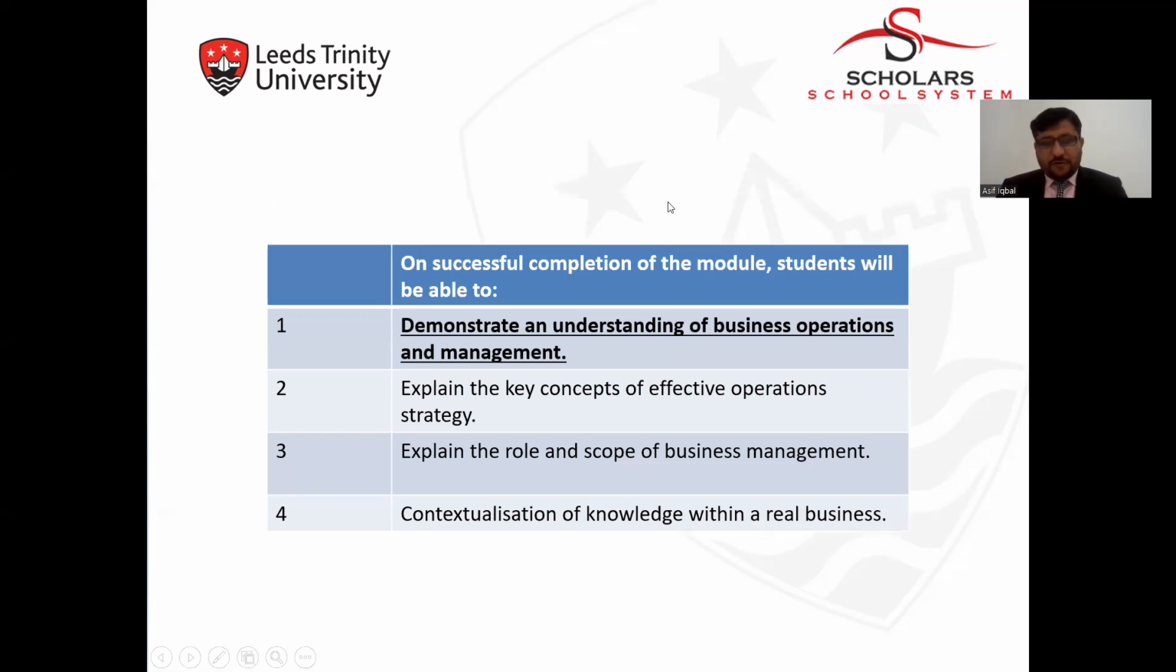First of all, we will look at the different learning outcomes of this module. The students will be able to: learning outcome 1, demonstrate an understanding of business operations and management. Learning outcome 2, explain the key concepts of effective operations strategy. Learning outcome 3, explain the role and scope of business management. Learning outcome 4, contextualization of knowledge within a real business. So these are the 4 learning outcomes that will be covered in this module, Introduction to Business Operations and Management.